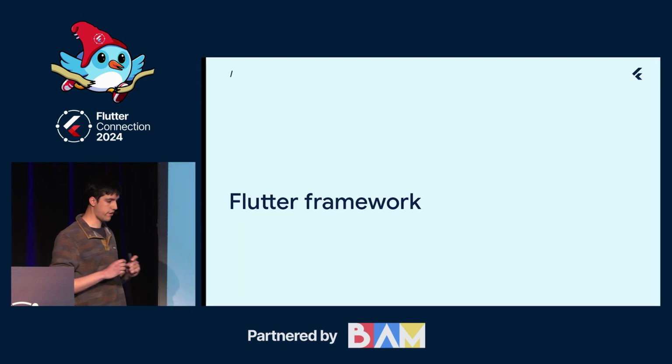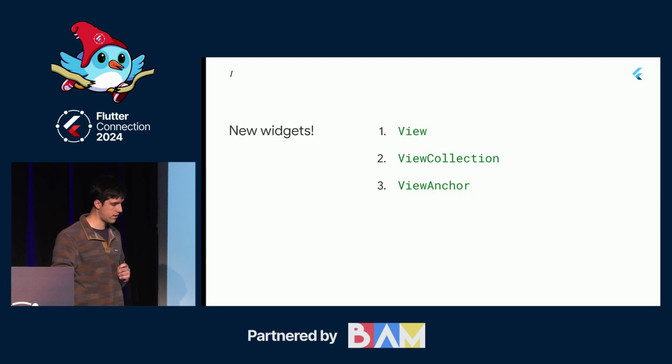OK, so then the Flutter framework is built on top of this very low-level Dart UI API. So let's look at some of the changes that we've done there. We've introduced some new extremely low-level widgets that you can use. Well, actually, they're low-level, so you probably won't use them directly yourself. But you might see them in Flutter DevTools if you're debugging your application. So let's talk through each of these.